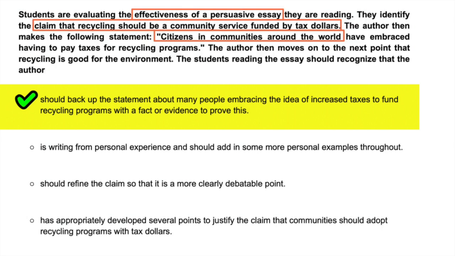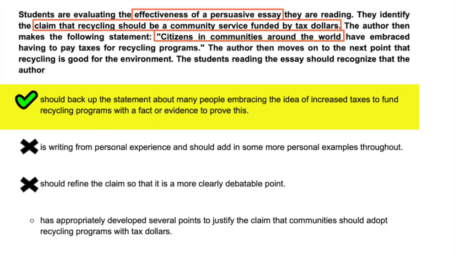The second option is that they should recognize the author is writing from personal experience and should add in some more personal examples throughout. In a persuasive essay, personal experience and personal examples are not the strongest ways to persuade someone to agree with your claim. So they don't need more of that. The next option says that the author should refine the claim so that it is a more clearly debatable point. Well, the claim that recycling should be a community service funded by tax dollars is a pretty clearly refined claim. So they don't need to refine it anymore.